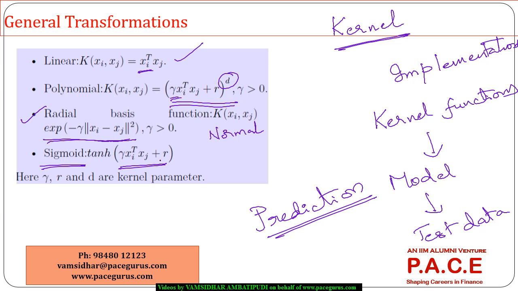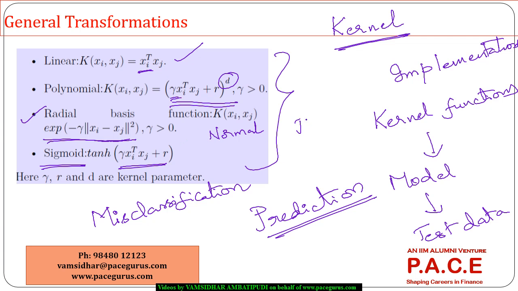Gamma, r, and different kinds of parameters are used in each of the transformations, but those parameters are determined based on the minimization of the error or the misclassification rate. So rather than getting into the mathematics, there is a different way of understanding these things. One, you can understand the mathematics behind them. Two, we can look at the business side of them.